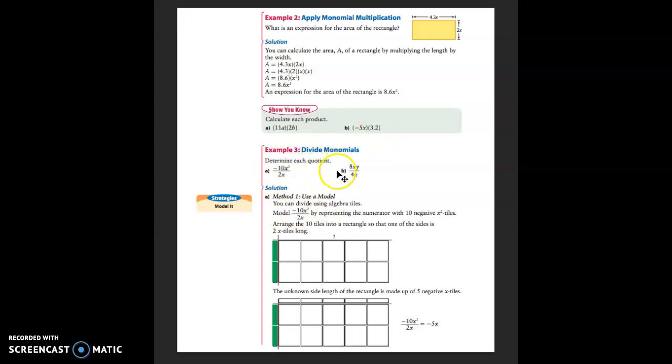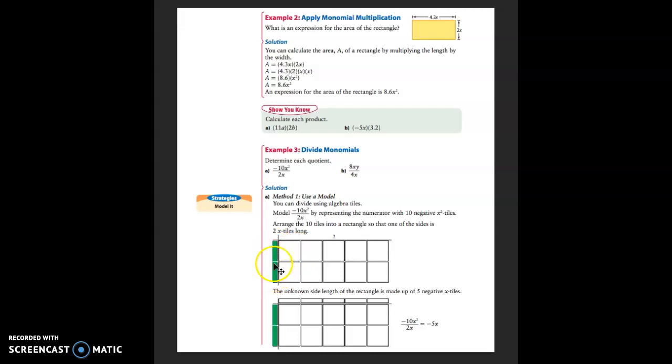Example 3, here again, you're using the models to divide monomials. And right here you have negative 10x squared divided by 2x. So instead of having the tiles set up on the outskirt of this matrix, you have it inside this chart. So you have negative 10x squared. Each of these white squares represents a negative x squared.